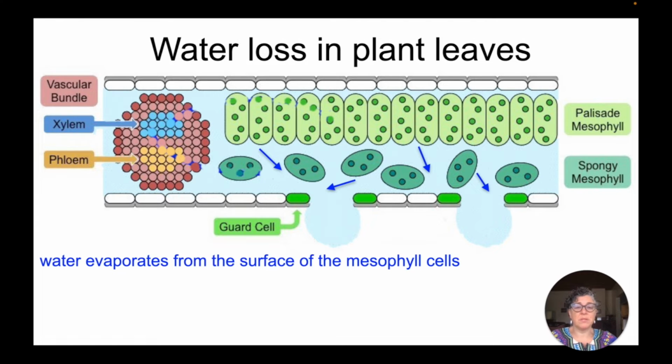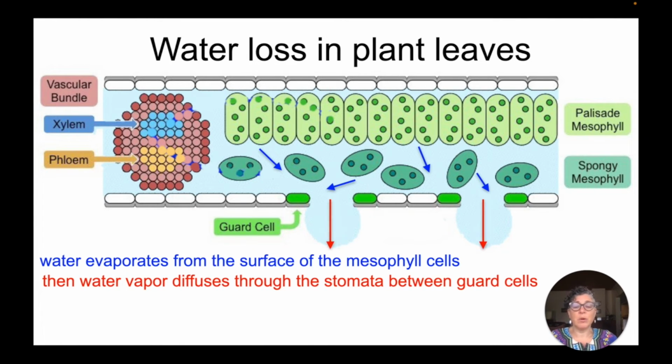So that happens from both the palisade mesophyll and the spongy mesophyll cells. So liquid water will evaporate into water vapor, and the water vapor will then be in the air spaces that are in the spongy mesophyll layer. Then that water vapor is going to diffuse through the stomata between the guard cells.